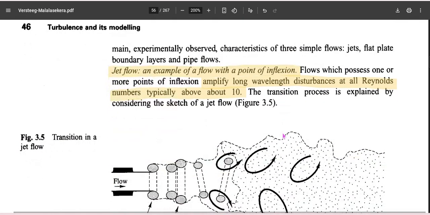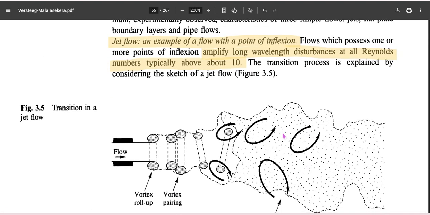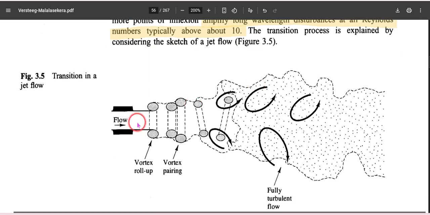There are different types of flows. The first example we describe is a jet flow. This belongs to the inviscid instability theory, where there is a point of inflection in the flow distribution. Here initially the flow is laminar.